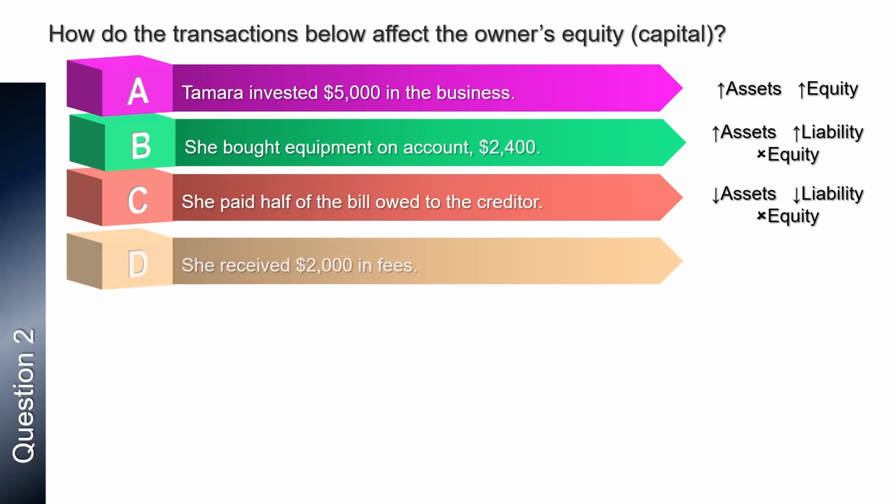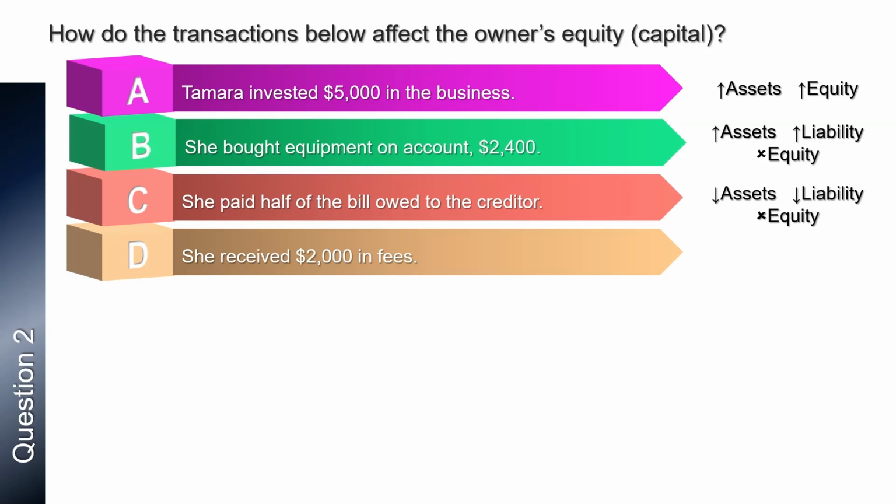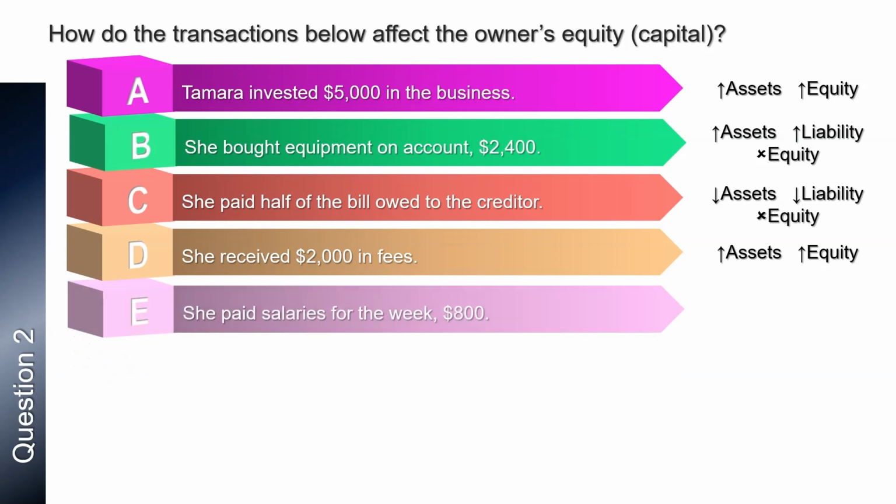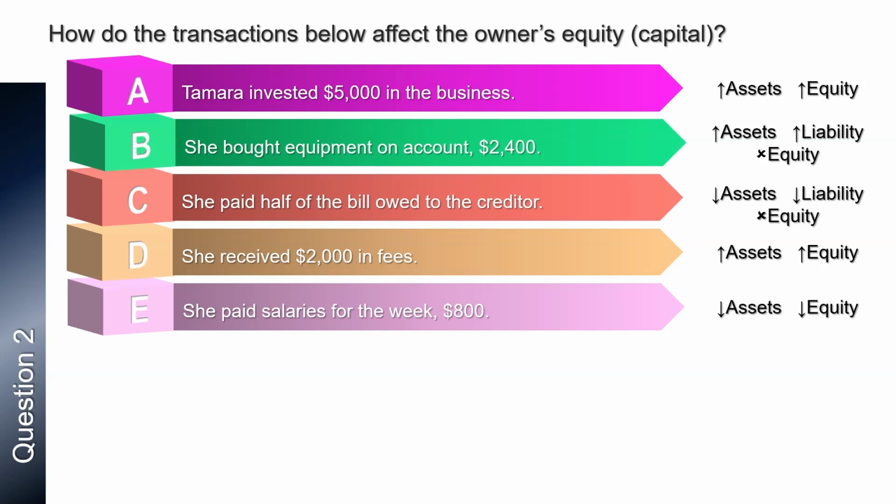Transaction D. She received $2,000 in fees. Receiving fees increases both assets, cash, and equity by $2,000 because it's income earned by the business. Transaction E. She paid salaries for the week of $800. Paying salaries decreases assets, cash, and equity by $800 because it's an expense.